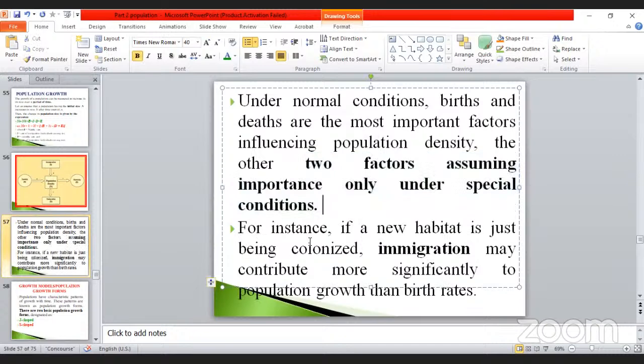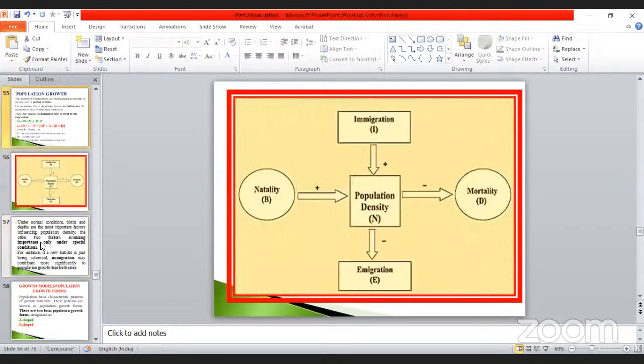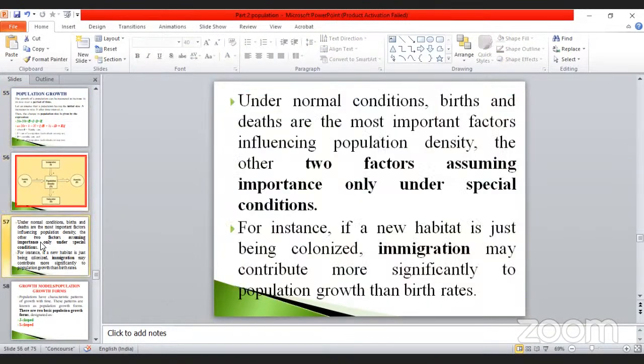For instance, if a new habitat is just being colonized, immigration may contribute more significantly to population growth than birth rate. Immigration means more people coming in. Suppose the birth rate is normal, and other people, for example Sri Lankan people, are also coming here. That is considered immigration. These are all considered natality or population growth.